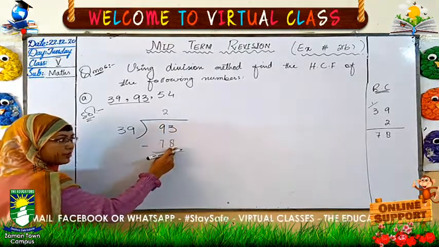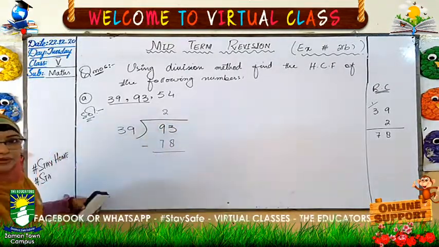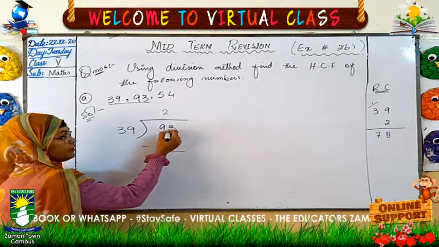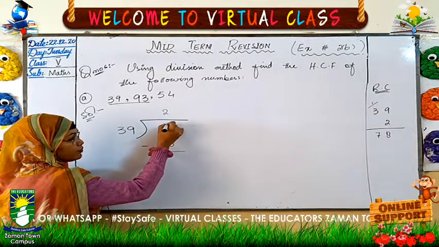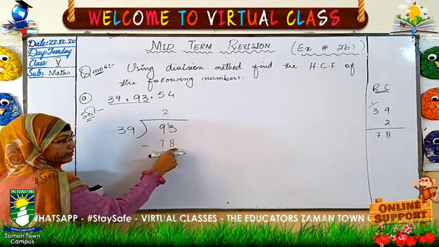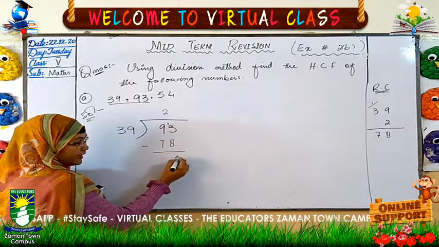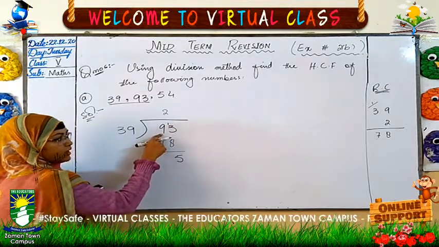Here 8 could not be subtracted from 3. So what we have to do? We will borrow 1 from 9, 13. 13 minus 8 will be 5. And what is left here? We were having 8 here.